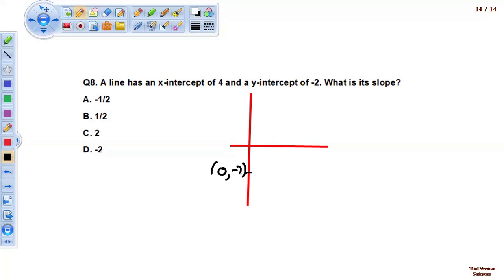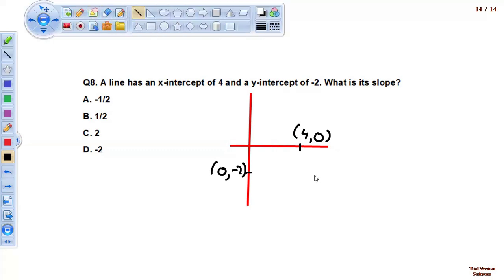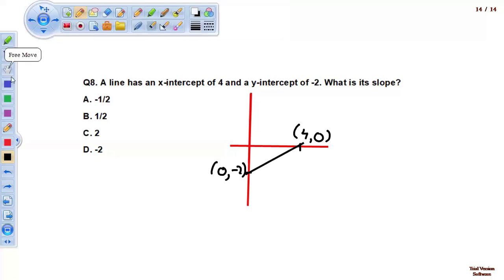Now with the same logic, where the line cuts the x-axis, that is known as the x-intercept. So say this is our x-intercept, where the line is going to cut the x-axis. Because it's cutting the x-axis, the y-coordinate is 0. And the distance where it's cutting is 4. So this point will be (4, 0). So by this we have the 2 points for an equation of line. So we can definitely find the slope.